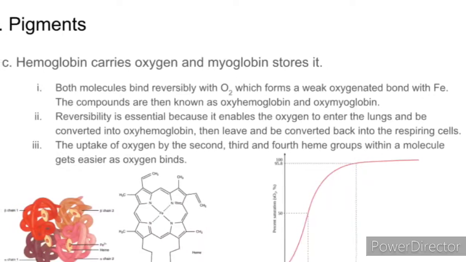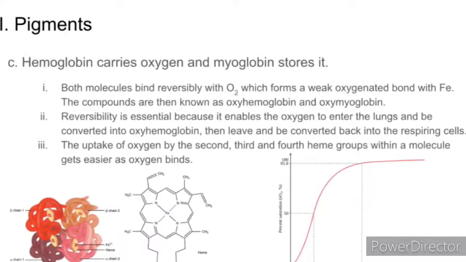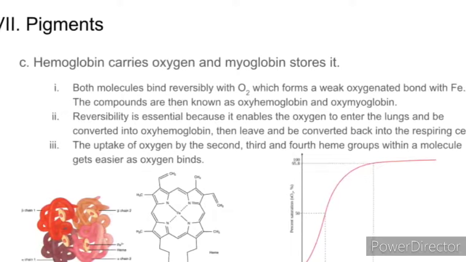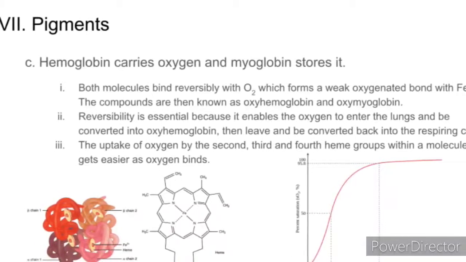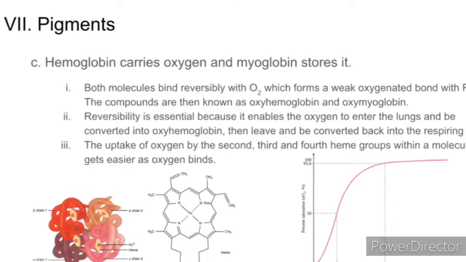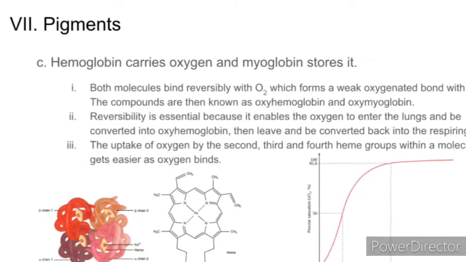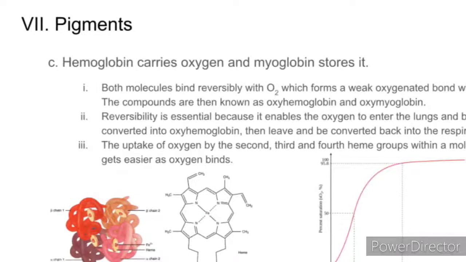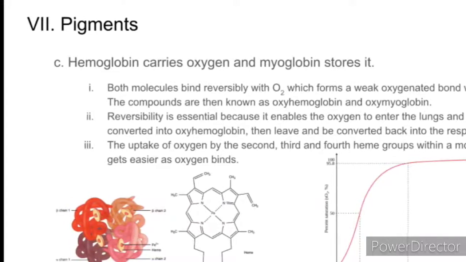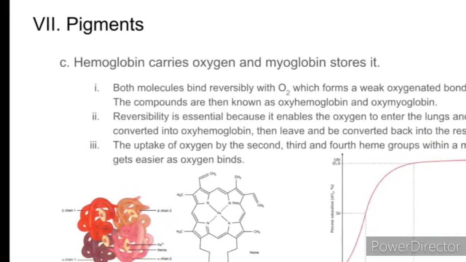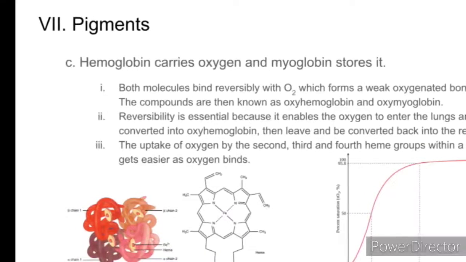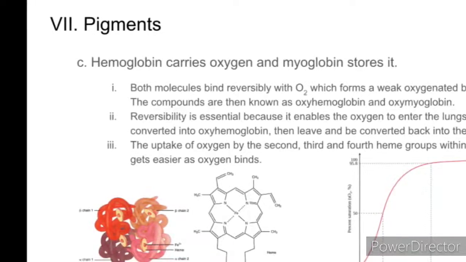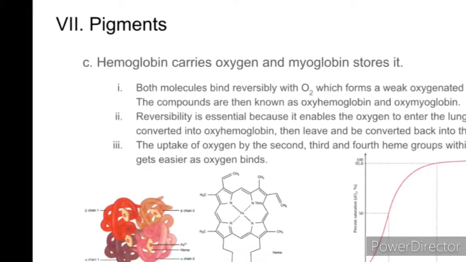The reversibility of this is going to be essential because it enables the oxygen to enter the lungs and be converted into oxyhemoglobin, then leave and be converted back in the respiring cells. So the uptake of oxygen by the second, third, and fourth heme groups within a molecule gets easier as oxygen binds. Basically what that means is that as oxygen binds to the different hemes, it's going to increase the oxygen affinity. So each time an oxygen bonds, it'll eventually become easier for another oxygen to bond.